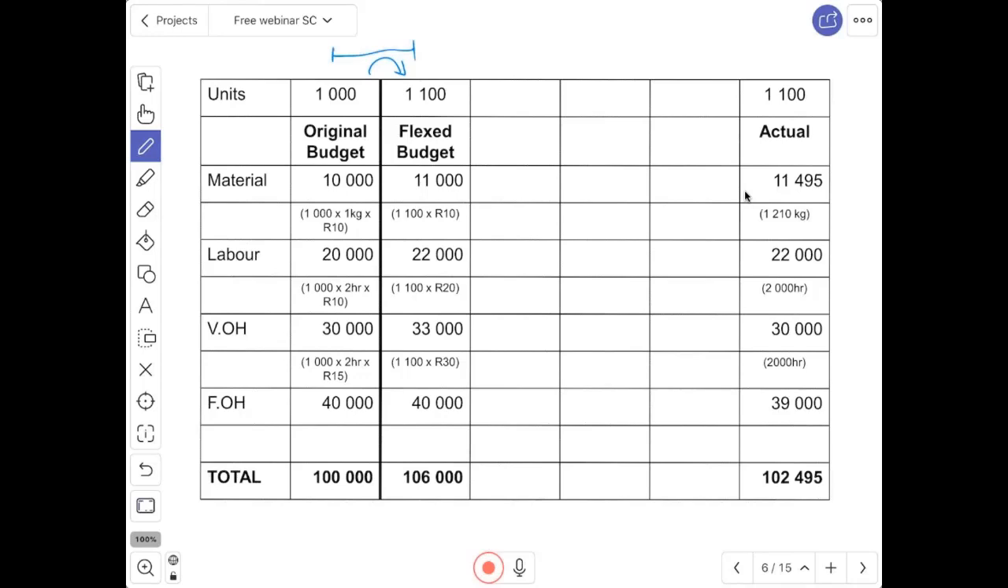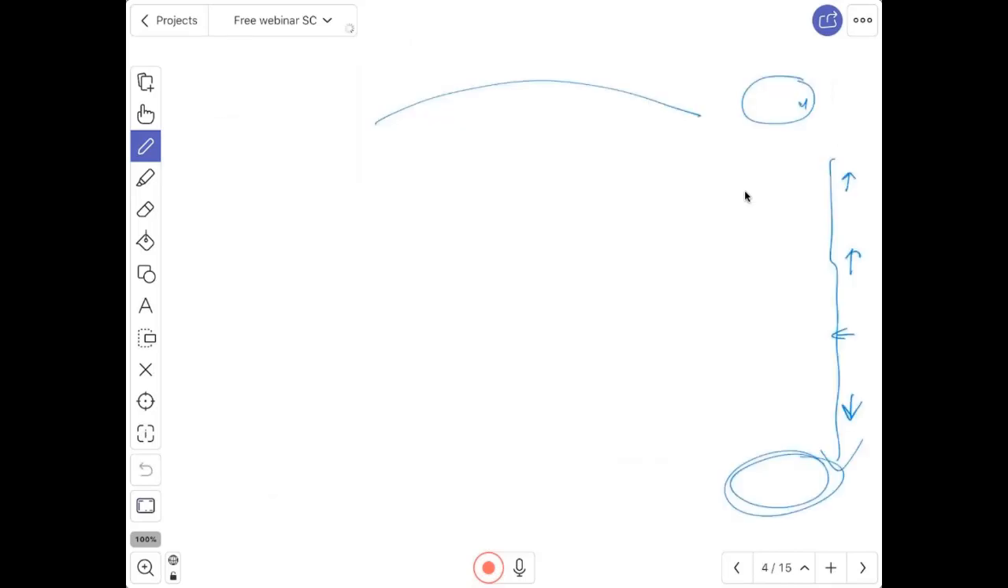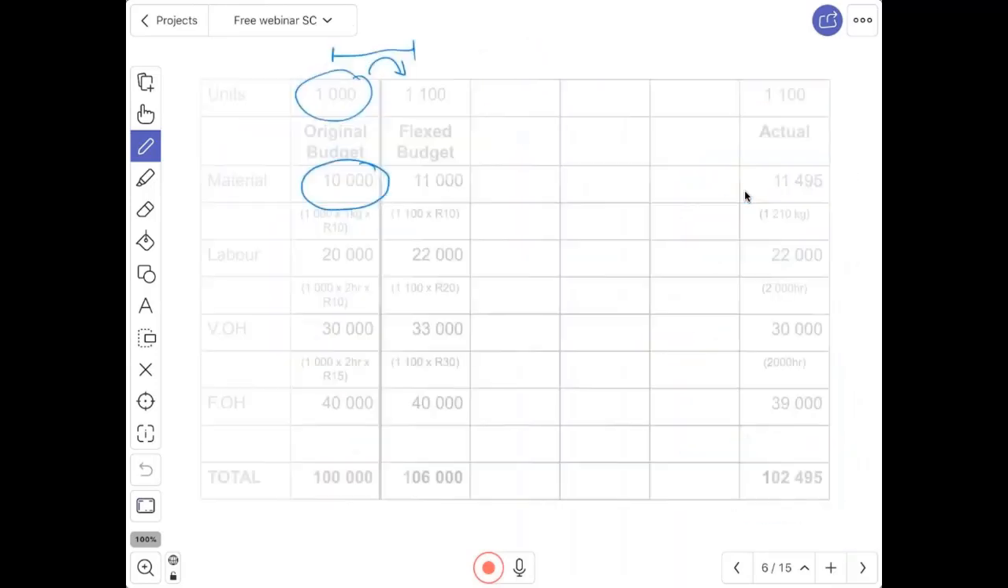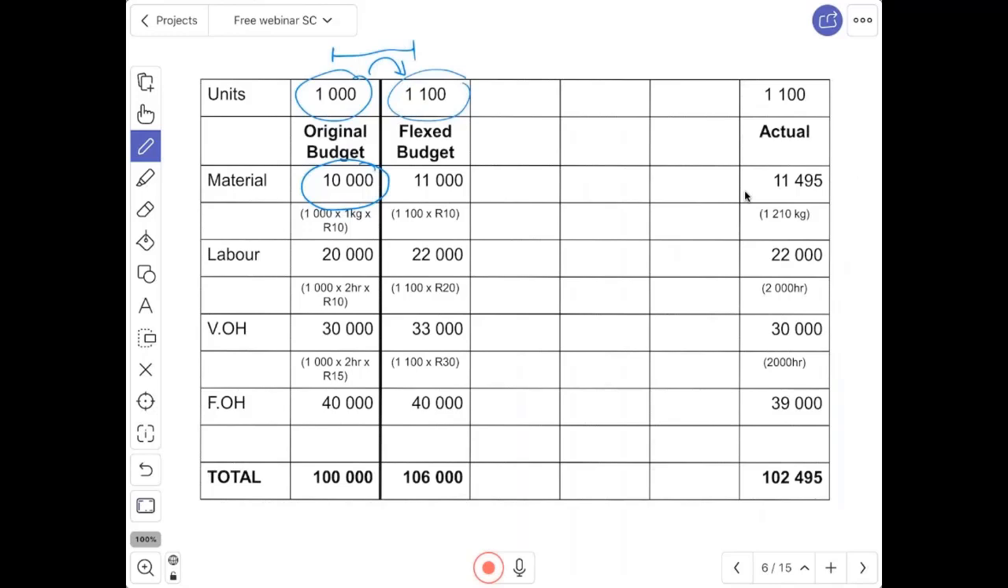So let's look at material. We said it's going to cost us 10,000 Rand for 1,000 units. So our standard cost per unit is 10,000 divided by 1,000. That's 10 Rand per unit. And incidentally, I'm using the same numbers we had in the standard cost card. It's 10 Rand per unit. So our standard cost is what should it cost us. So if we produce 1,100 units, that is our actual units produced. Super important. This is where I stood on my chair always. Actual units produced. How much should 1,100 units cost in terms of material? Well, if we multiply it by the standard cost per unit, 10, we get 11,000. So we flexed our budget.